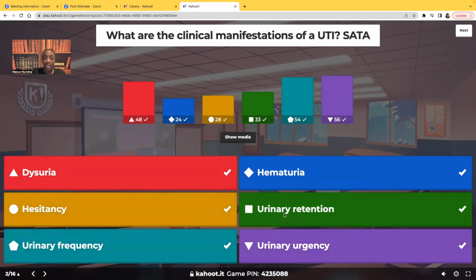Urinary retention. Absolutely. They will urinate and then 2 seconds later, they feel like they have a full bladder. Why? They didn't completely empty their bladder the first time. They're going to have urinary retention. Urinary frequency. Yep. Guess why they have that urinary frequency? Because of the urinary retention. They did not fully empty the bladder. Remember, it is very painful for them to even urinate. And of course, urinary urgency. They're going to feel like they have to go immediately or they're going to urinate on themselves. All of these are signs and symptoms of urinary tract infections.